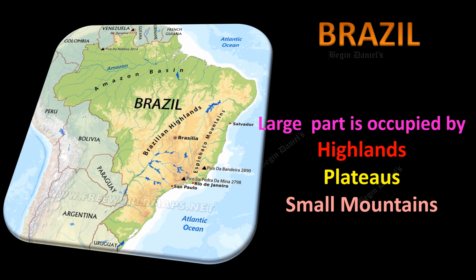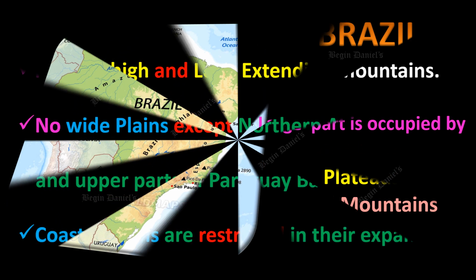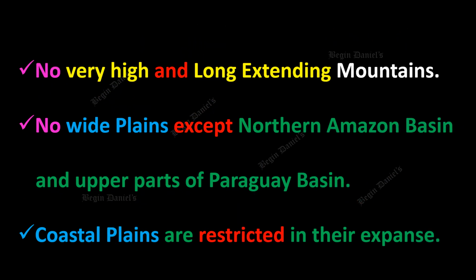The second country is Brazil. A large part is occupied by highlands, plateaus and small mountains. No very high and long extending mountains, no wide plains except the North Amazon basin and the upper parts of the Paraguay basin. Coastal plains are restricted in their expanse.